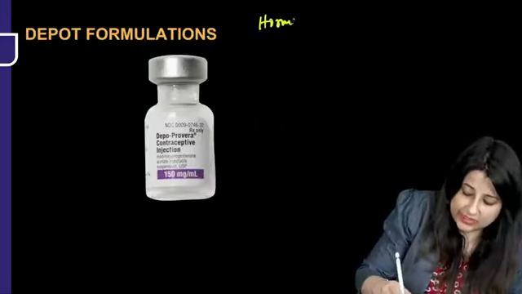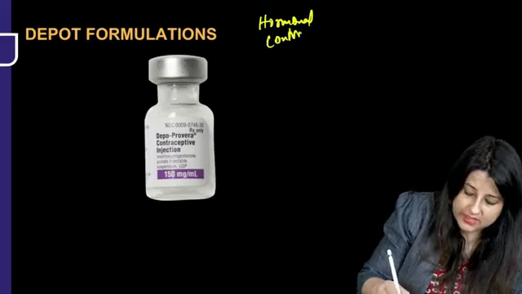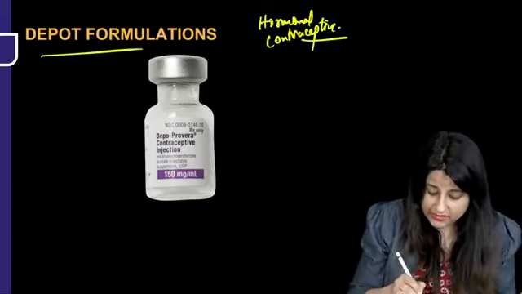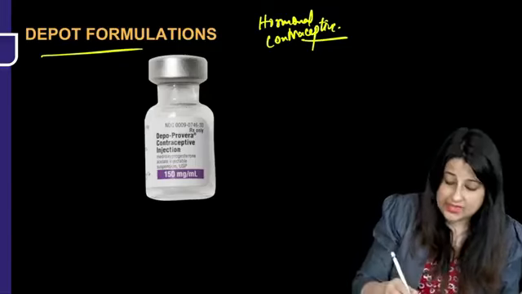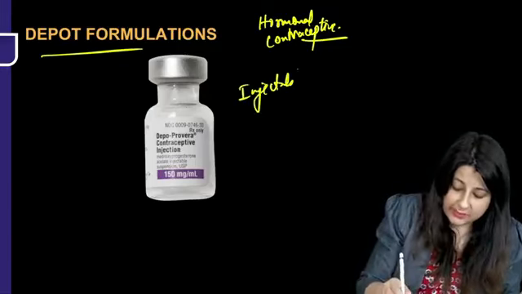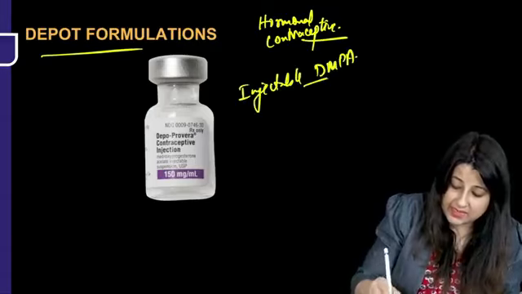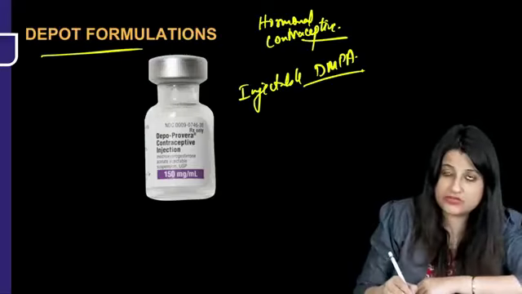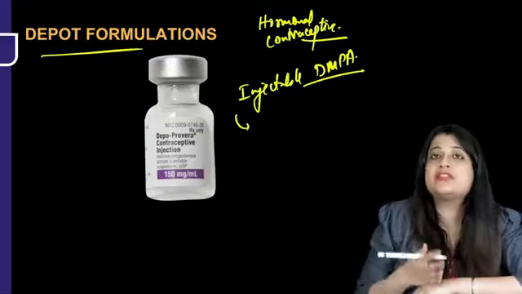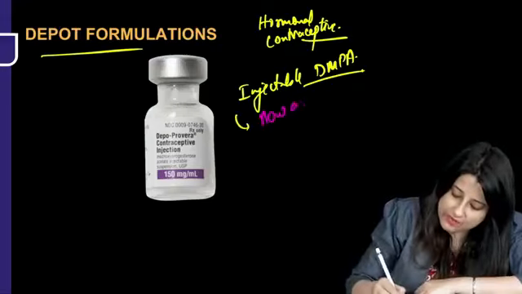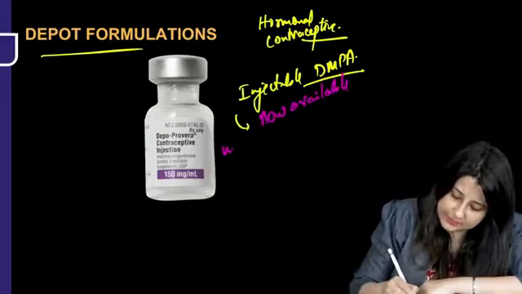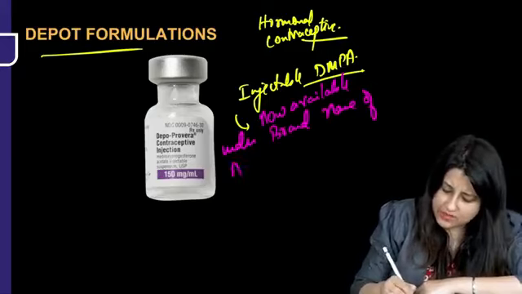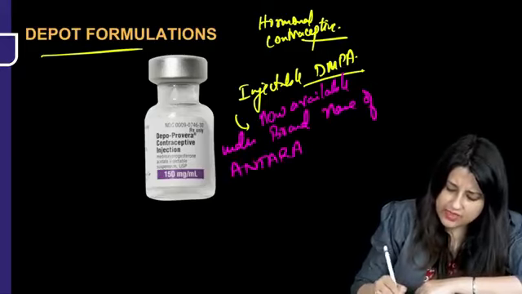Alright, next let us quickly look at the hormonal contraceptives which could be asked in your exam. So look at this. This is a depot formulation. What is written over here? Depo-Provera contraceptive injection. So basically this is injectable DMPA, depot medroxyprogesterone acetate. It contains only progesterone. And the important question with this is that it is now available under the name of Antara.